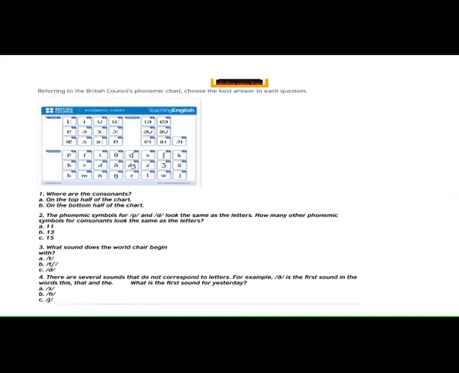Okay, these are the semi-vowels. Now I'm gonna move to the Google Classroom task. I want you to look at the task again and prepare the answers. You have 1 minute.